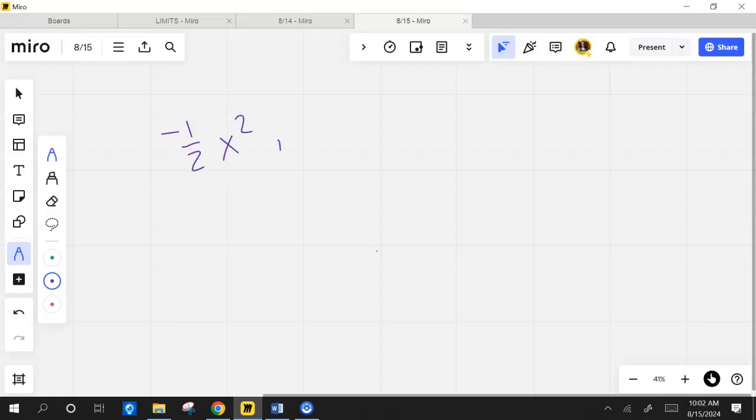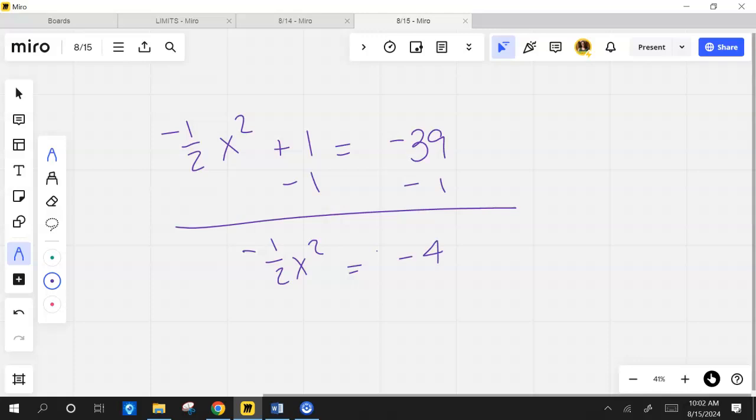Negative 1/2 x squared plus 1 equals negative 39. I only see x written one time, so what should I do? I should SADMAP my way out of it, right? Subtract the 1. Now I have negative 1/2 x squared equals negative 40. What happens now? Multiply by negative 2, right? I'm going to flip it over.